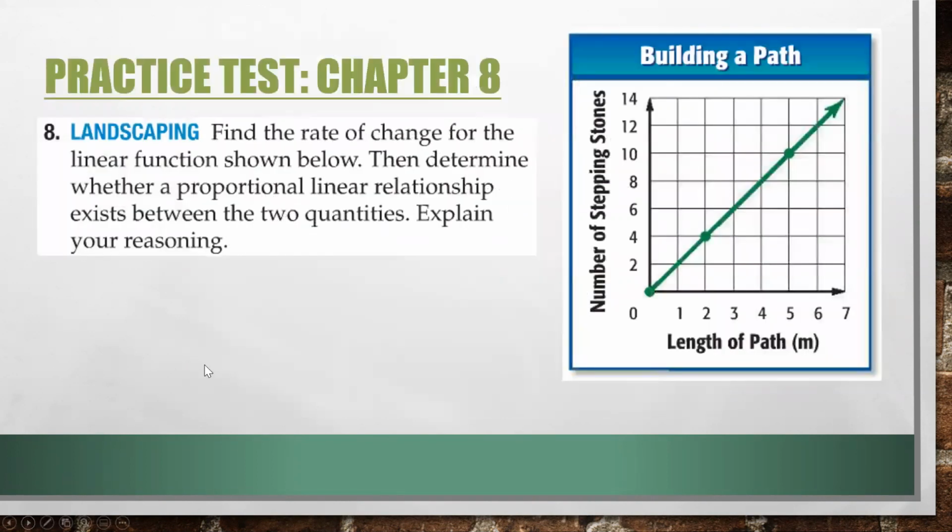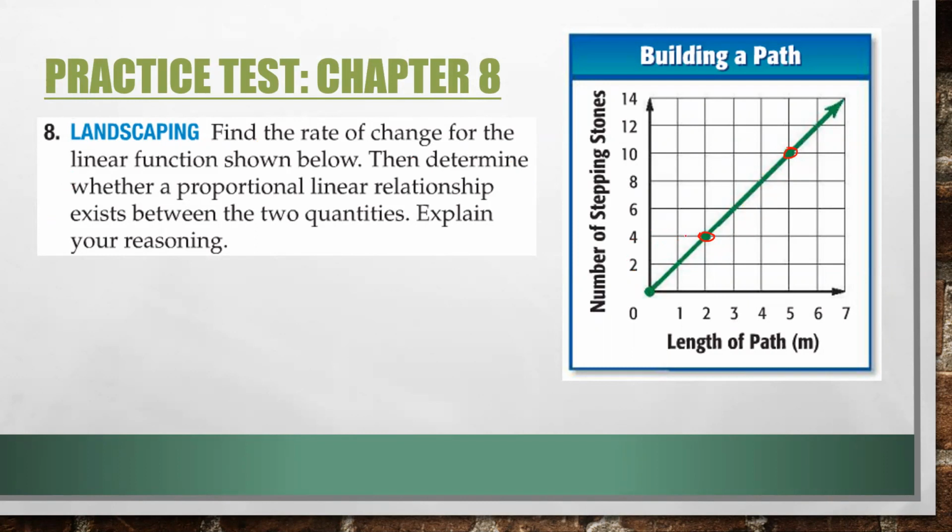Okay. So problem 8 talks about landscaping. It says find the rate of change for the linear function shown below. Then determine whether a proportional linear relationship exists between the 2 quantities, and then explain your reasoning. Okay, so you're going to pick 2 points on the graph. So I'm going to pick these 2.